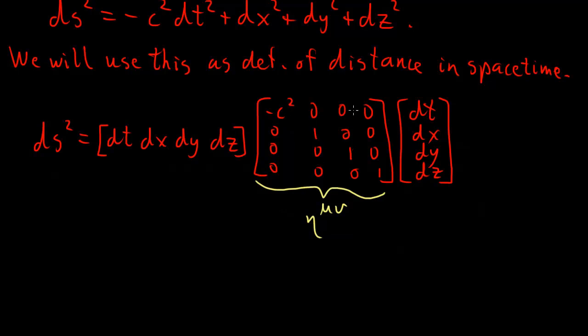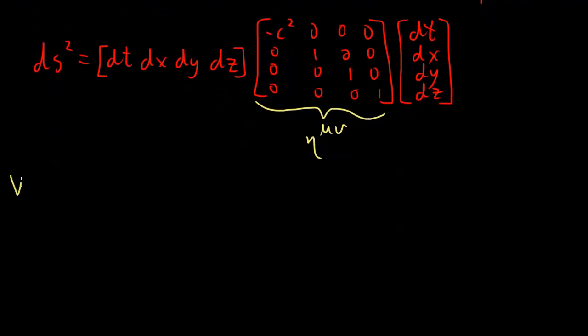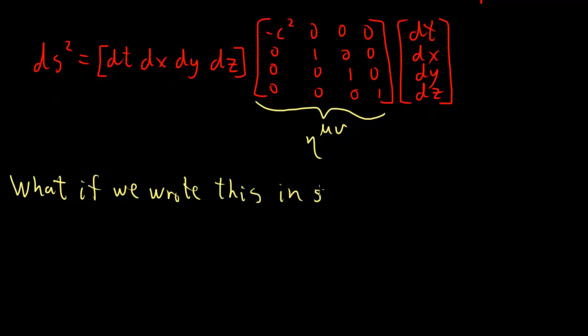As you can see, this metric doesn't depend on t, x, y, or z. So when we take derivatives of the metric to get those Christoffel symbols, it'll still be 0. And I want to motivate for you why we need a more complicated object than the Christoffel symbols to detect curvature in space-time. So to do that, what if we wrote the same equation for this distance between space-time points, but we wrote it in spherical coordinates? What would happen?